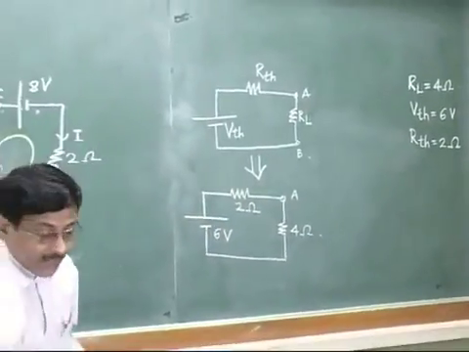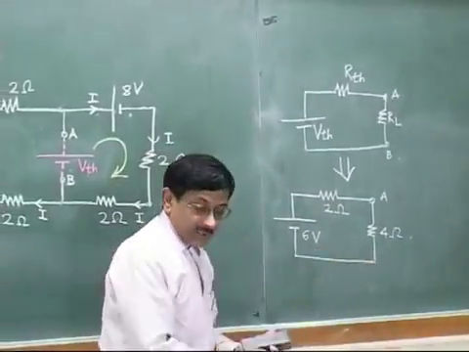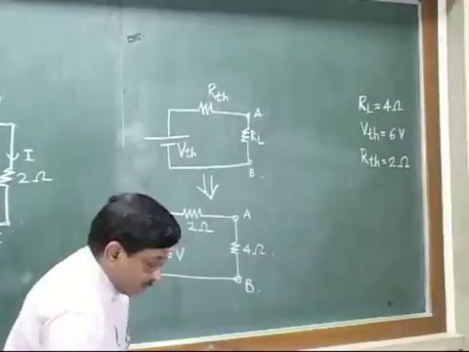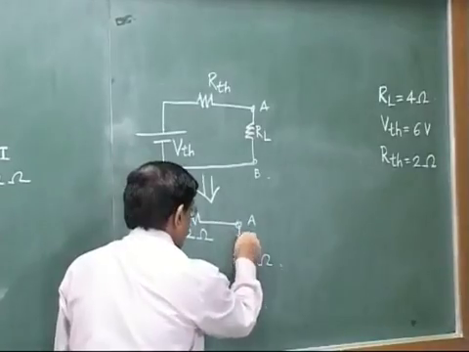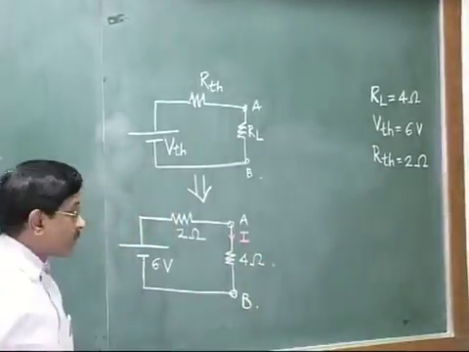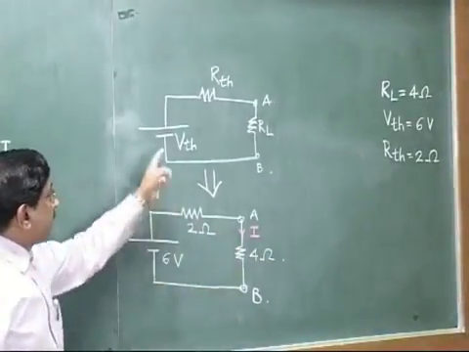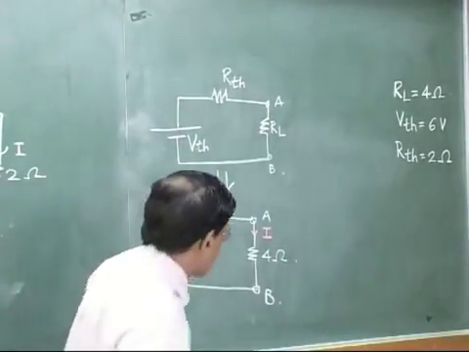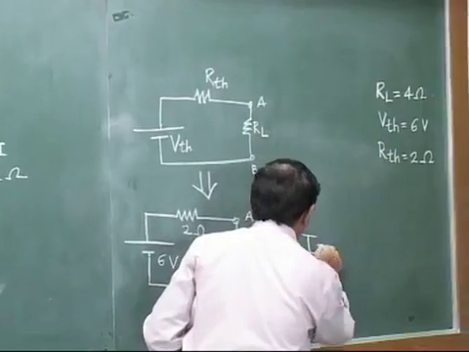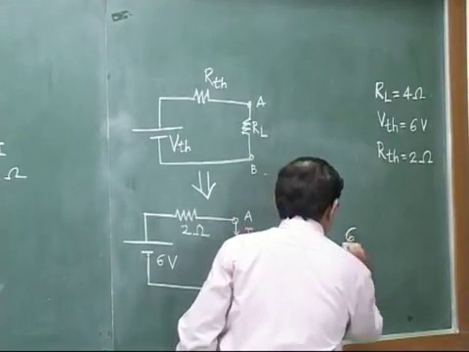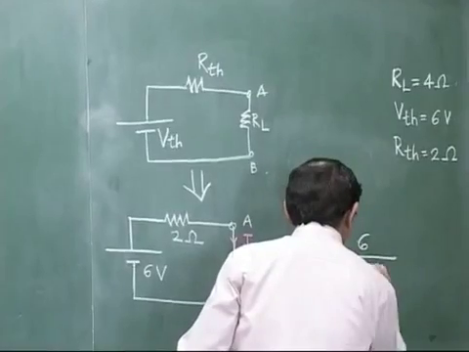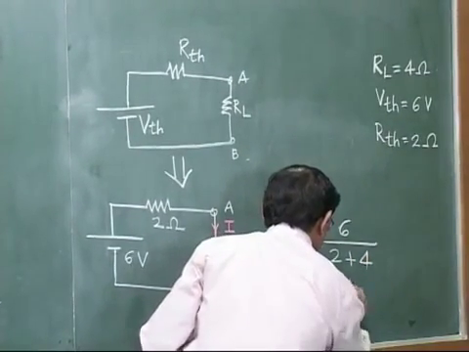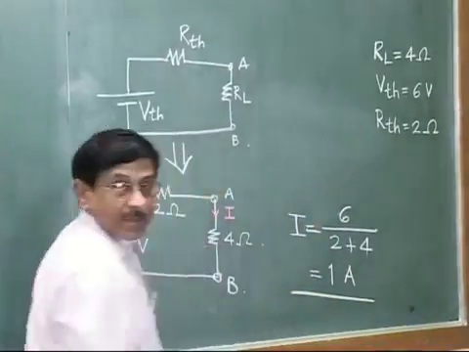And so finally the current flowing in given load resistance, if I show it with I, so simply using Ohm's law, what will be I? I will be VTH divided by RTH plus RL. So I will be, here I write, I will be equal to 6 divided by 2 plus 4. Okay, so 6 by 6 is 1 ampere. So this will be the answer.